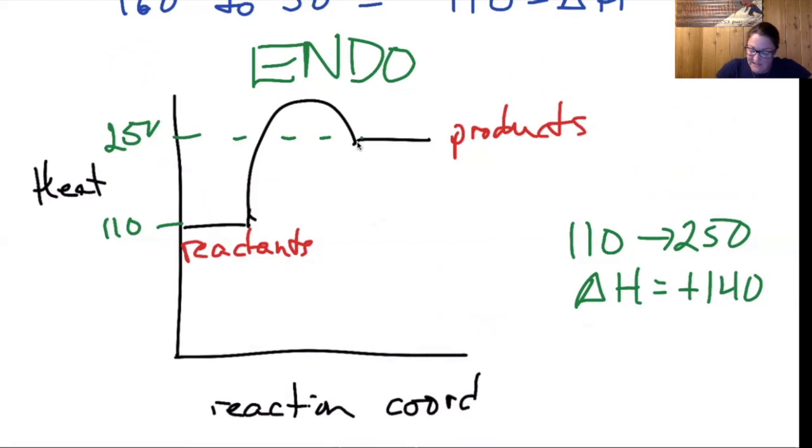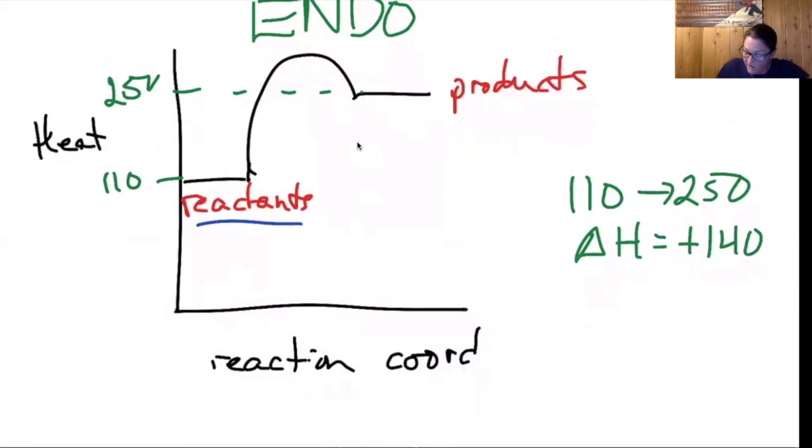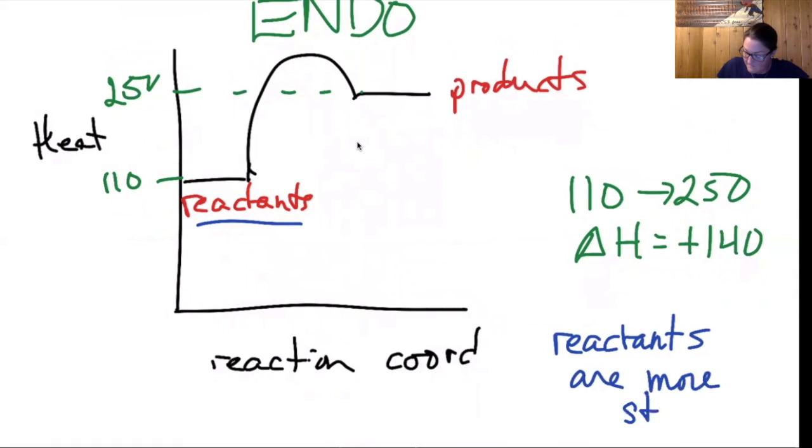What about in this case, which is more stable, the reactants or the products? Well, for an endothermic reaction, because the reactants are lower on the curve, we're going to say that the reactants are more stable than the products.